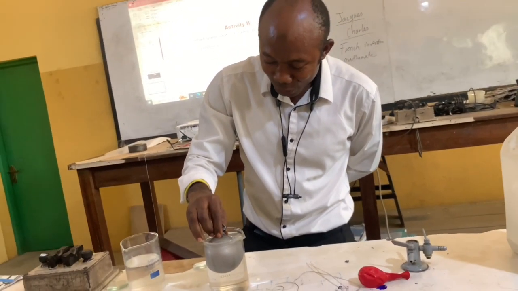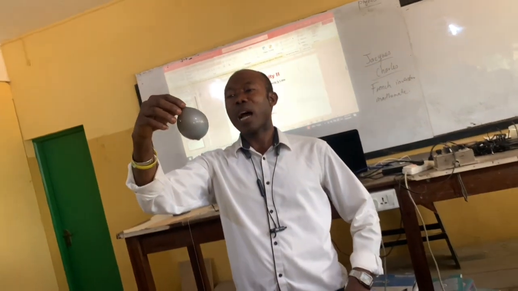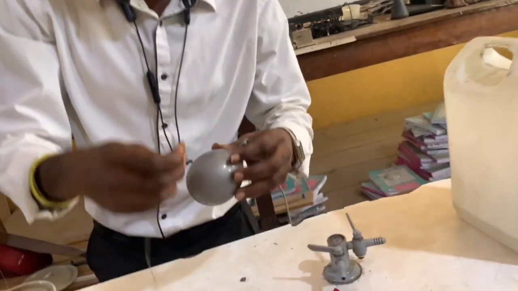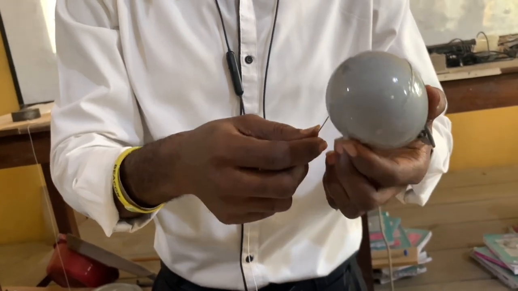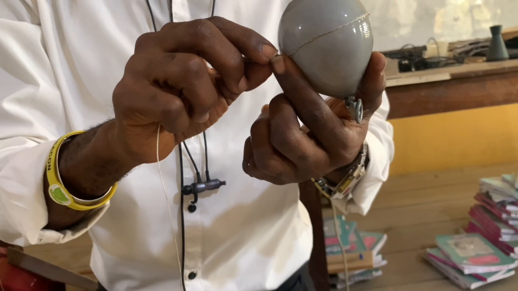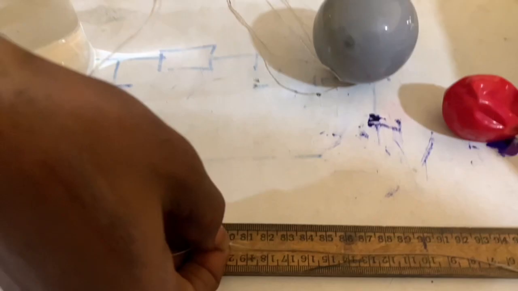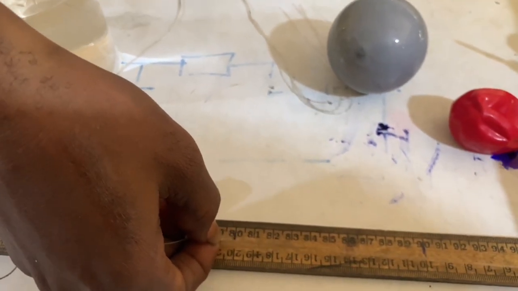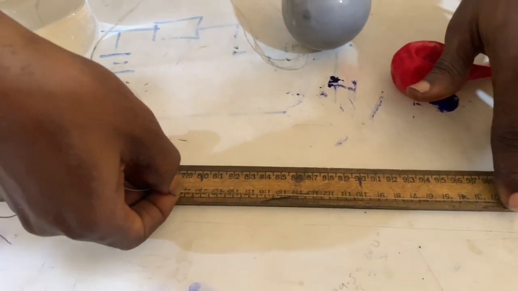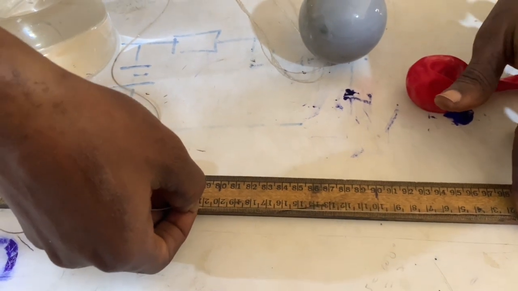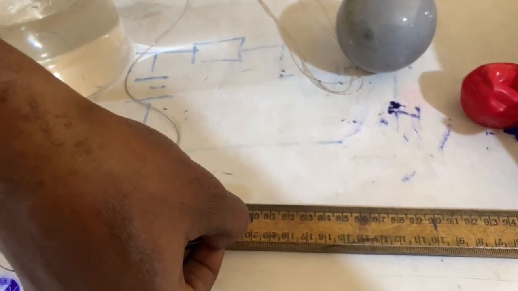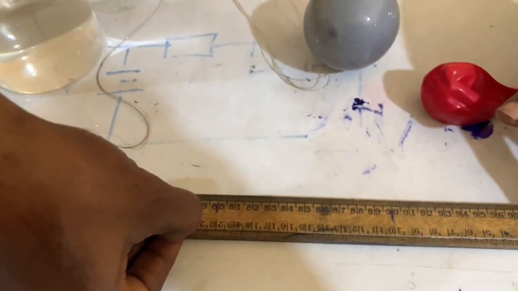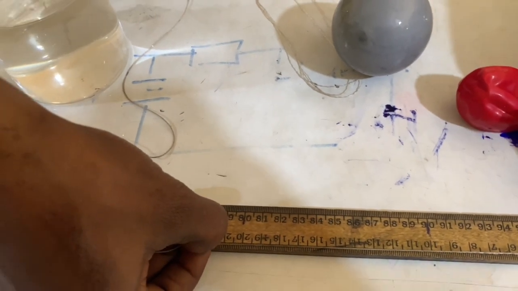Now I think it's enough. Let's now measure the size of this balloon as we did. 20. Okay, I drop it here. Now you can see there is an increase.